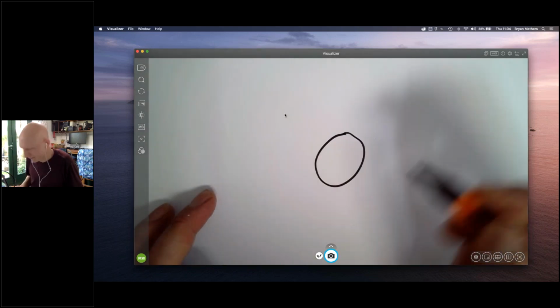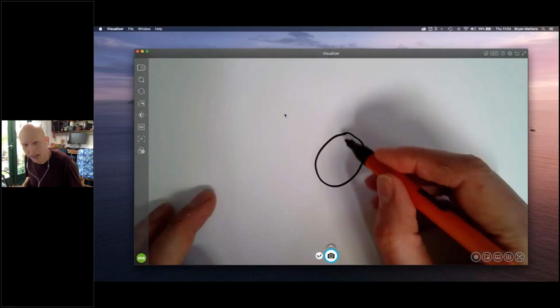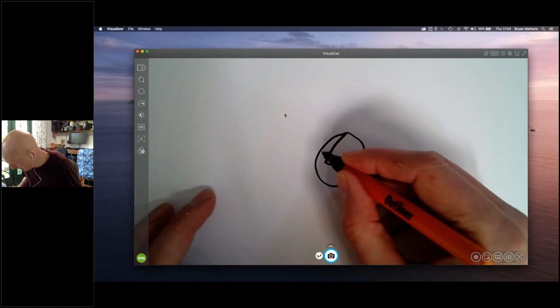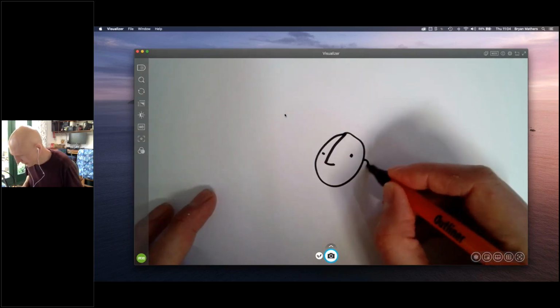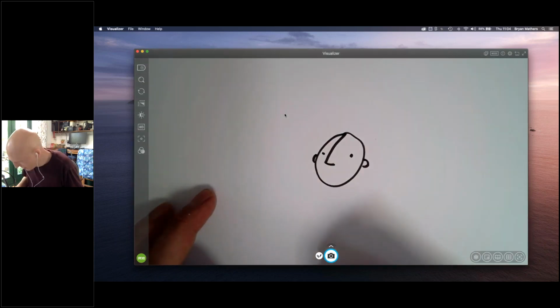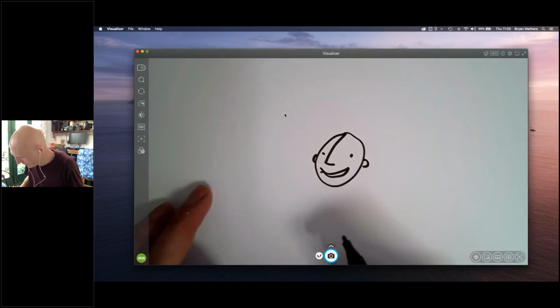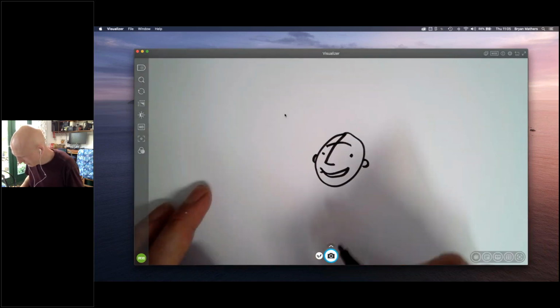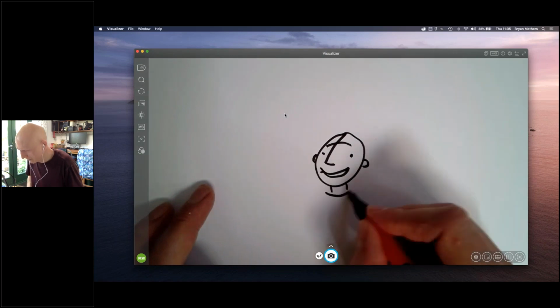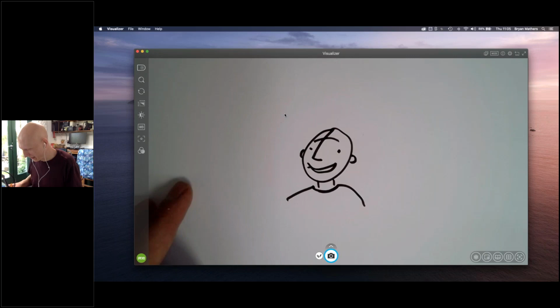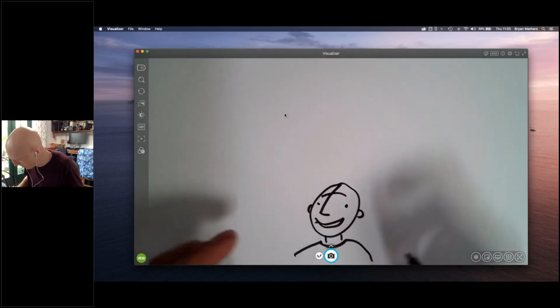a circle, and a triangle. I've got a big nose, and here's a couple of eyes here, and some ears. I definitely have ears, and a mouth, and that's pretty much me. I've made a little mistake. Looks like I'm dribbling a little bit there. Never mind.